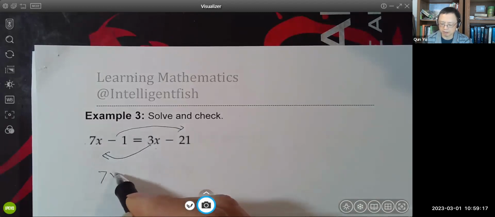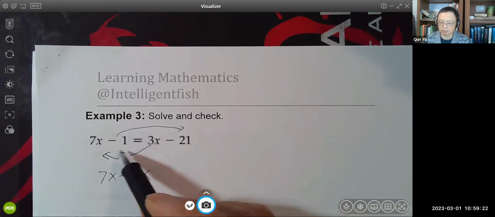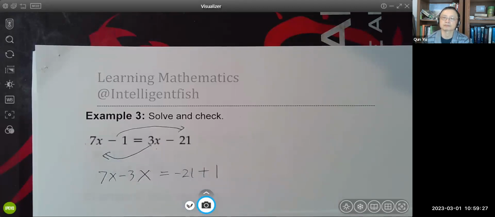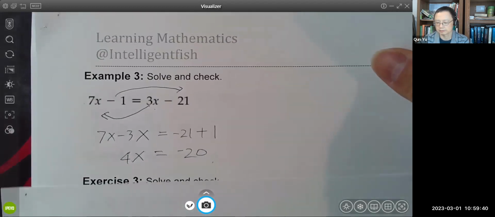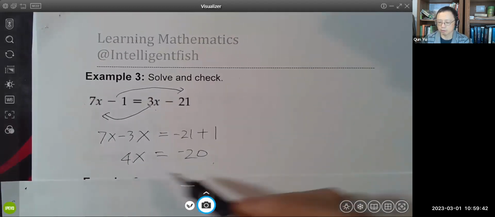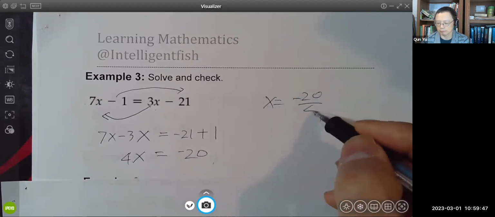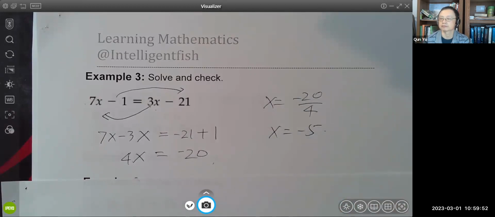So 7x minus 3x. Remember, we change the sign to the opposite when we move it to the opposite side. Equals -21 plus 1. This is the 4x. We combine like terms. And -21 plus 1 is -20. Right? Now we divide by 4 on both sides. X equals -20 divided by 4, and that is -5.